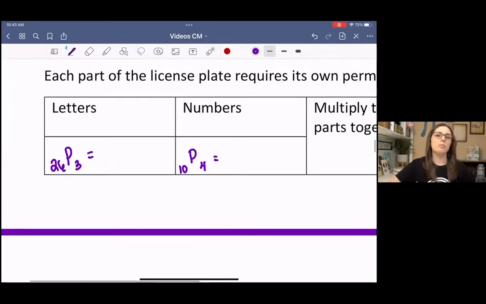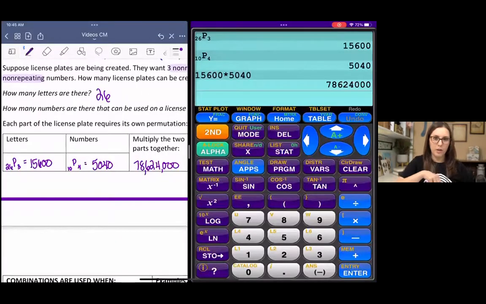And then your last step is you're going to be multiplying those 2 situations together, because we're multiplying all these options together. If you pause it, put that on your calculator, multiply them together and come back. Okay, so hopefully after you figured these out and multiplied them, you got 78,624,000 different license plates. That's a lot. So we did each part separately and then we just multiplied them together.